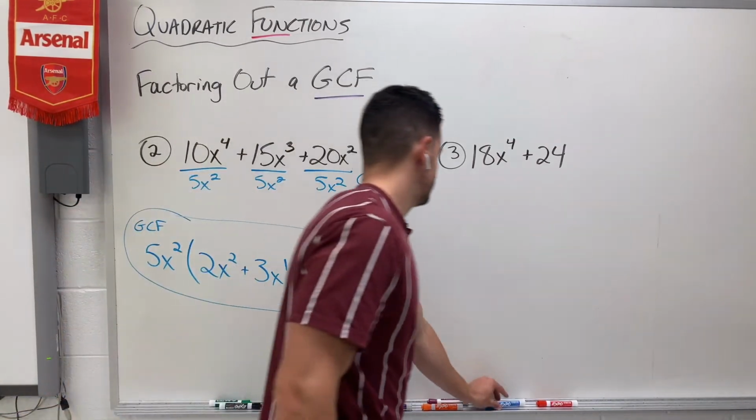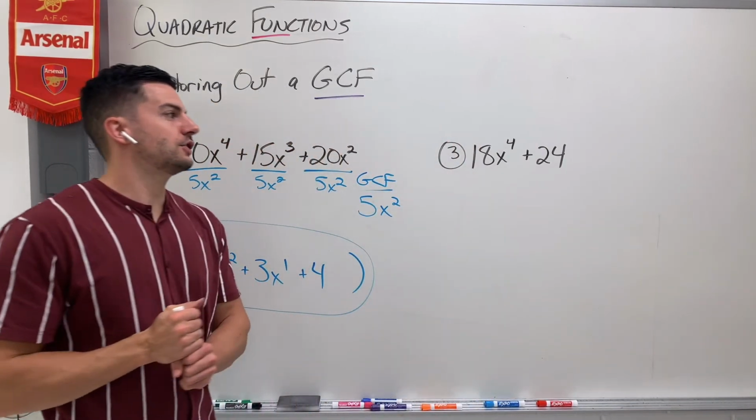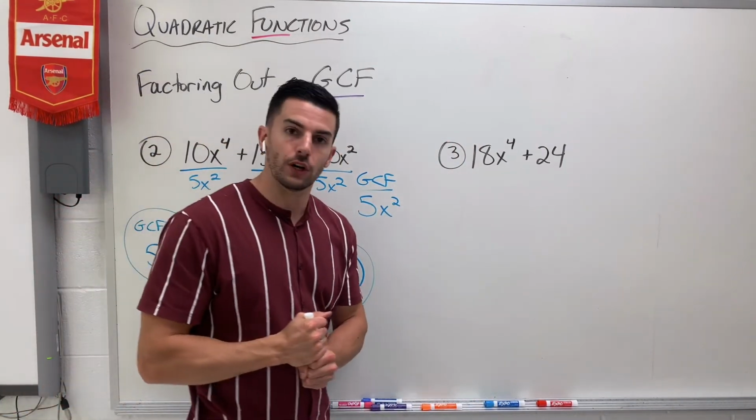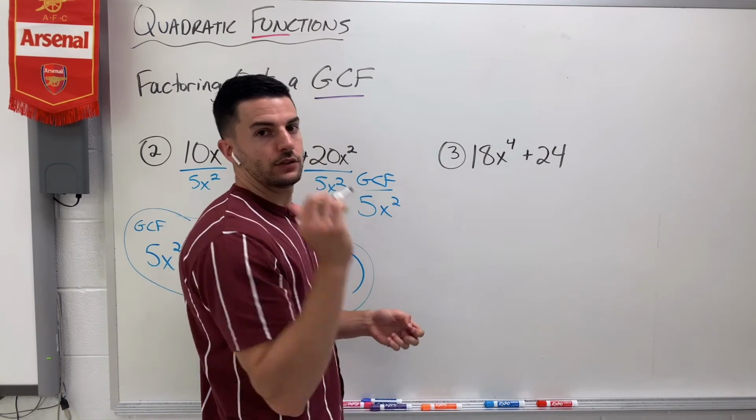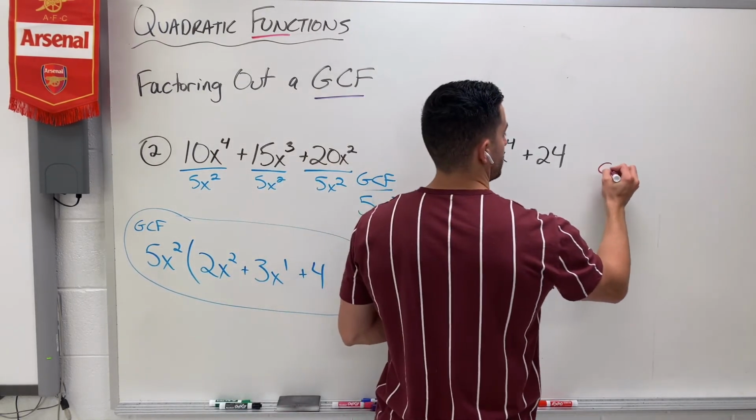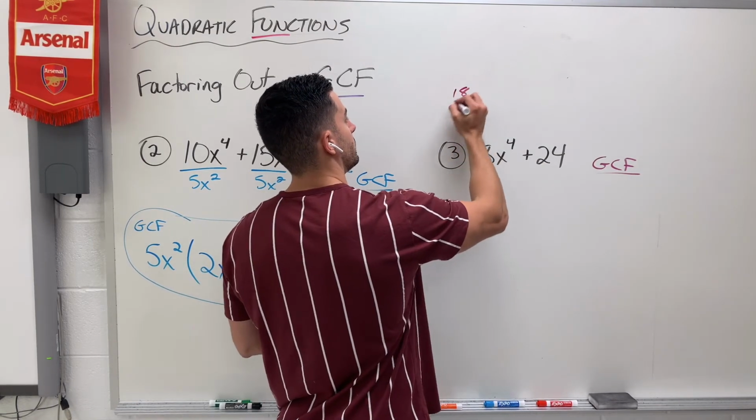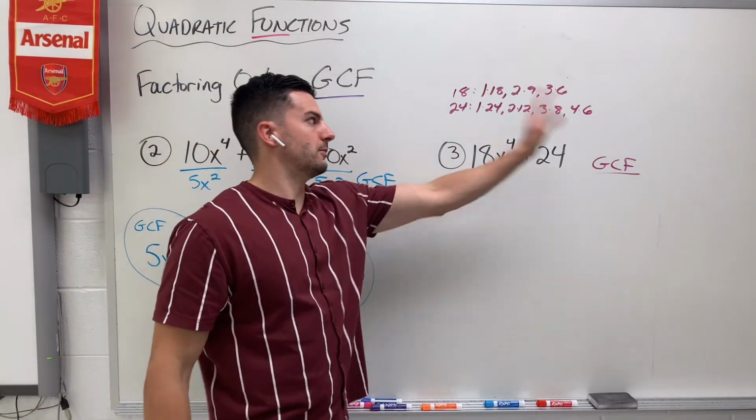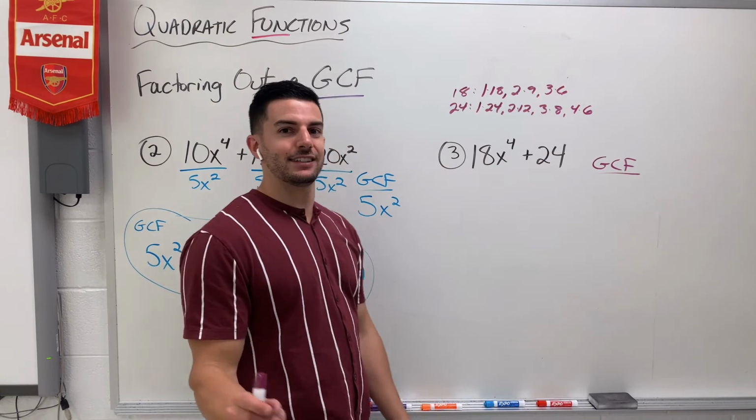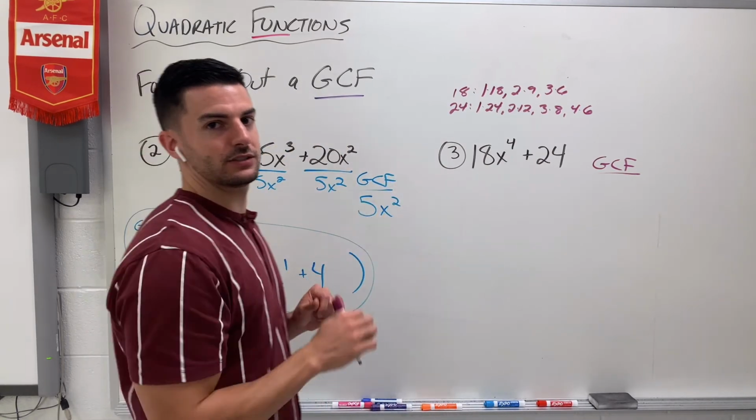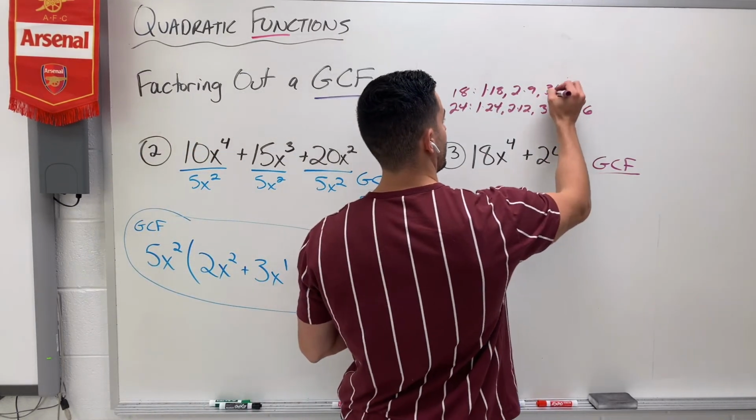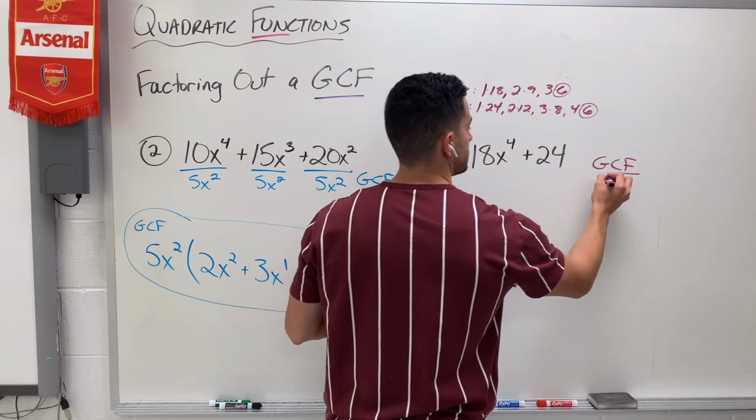Number 3, 18x to the 4th plus 24. Okay, so again, 2 steps. Step 1, what's the GCF? So again, we look at 18 and 24. Those are all the pairs that multiply to get each one. So the highest number that is in both lists would be 6. Even though they have a lot in common, they both have 6.